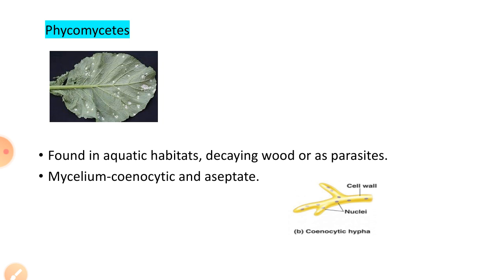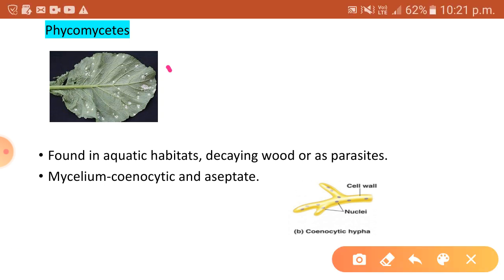Let's see the first group of kingdom fungi, the Phycomycetes. They are found in aquatic habitats, decaying wood or as parasites. For example, the white rust in the mustard leaf, that is due to Albugo candida.